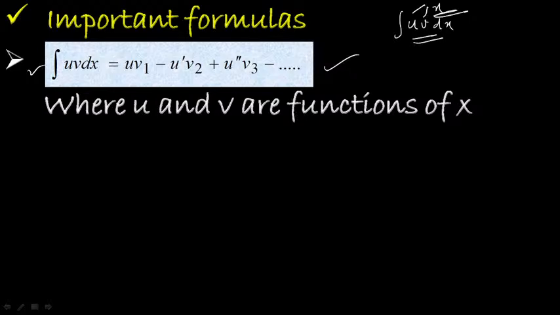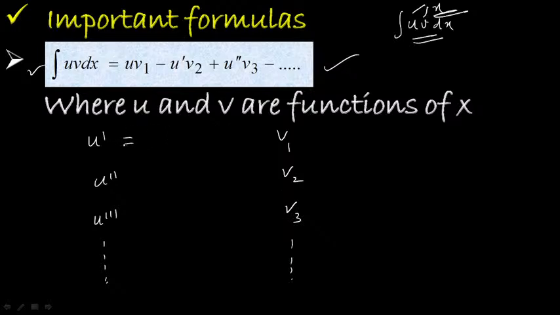So, integral uv dx is equal to u v1 minus u dash v2 plus u double dash v3 minus etc. Here, both u and v are functions of x. U dash, u double dash and u triple dash etc. are successive derivatives of u, whereas v1, v2, v3 etc. are all successive integrals of v.